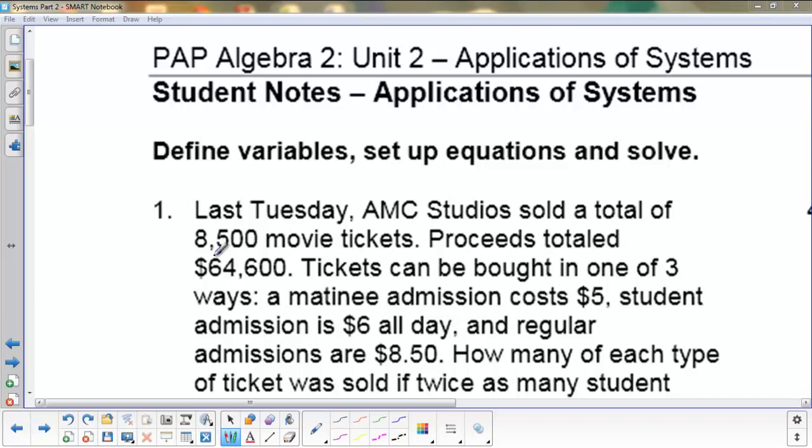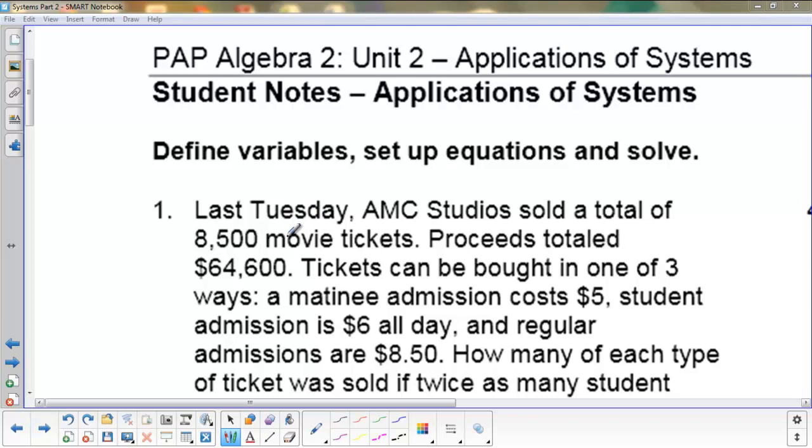All right, applications of systems. This is where you're going to get the most use as far as assessment pieces are concerned, because you're likely to be assessed by using word problems as opposed to just actual problems like we've been solving before.